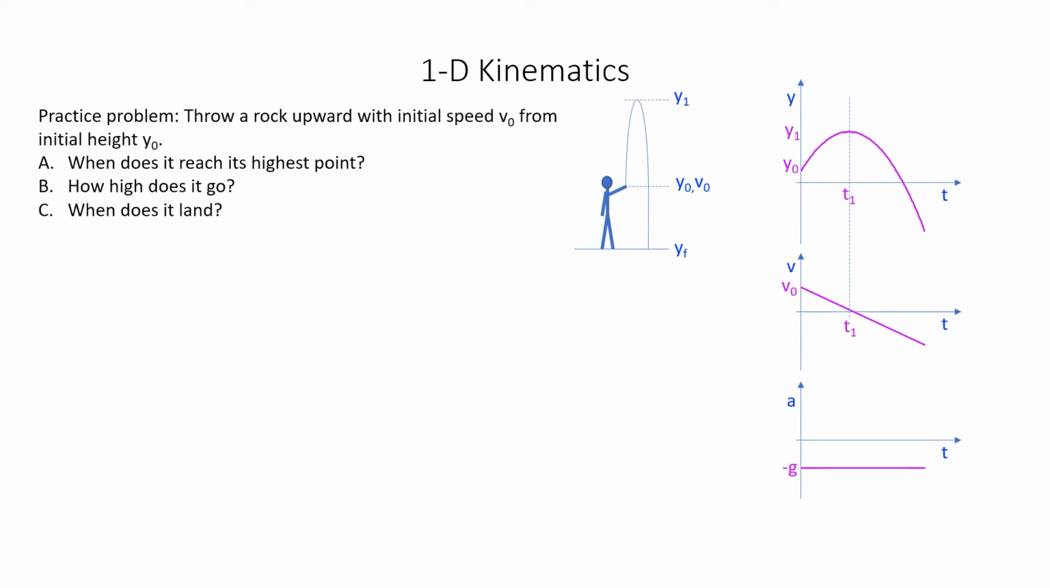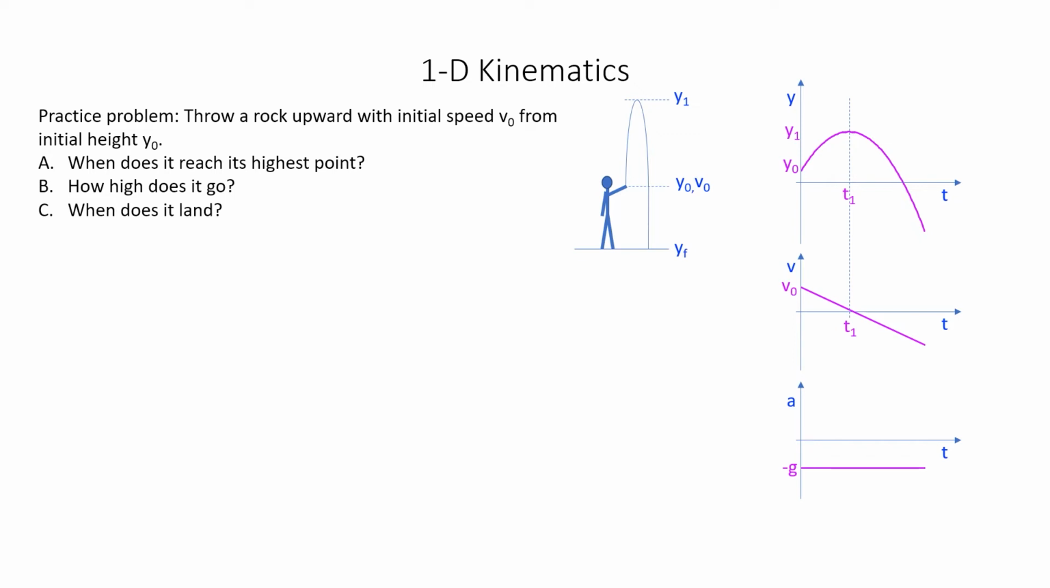Now, since I started with an initial velocity, my velocity versus time graph has some positive v0. I've thrown the rock upward, and then it goes up to stop at the very top. That's where my velocity goes to 0. I'll call that t1. And then it continues down, and you can see that the velocity becomes negative and gets larger and larger in the negative.